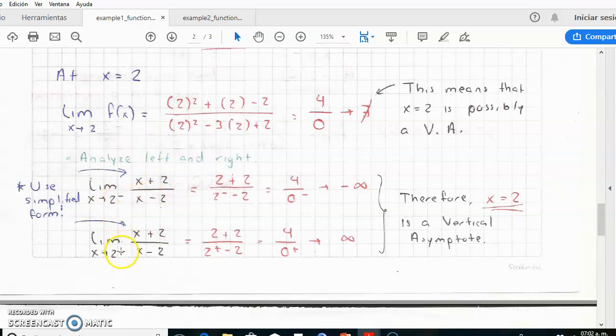So from the left and from the right of 2, we evaluate: 4 over 0 from the left is equal to negative infinity, and 4 over 0 from the right is infinity. At least one of them is infinity or negative infinity, so therefore x equal to 2 is a vertical asymptote.